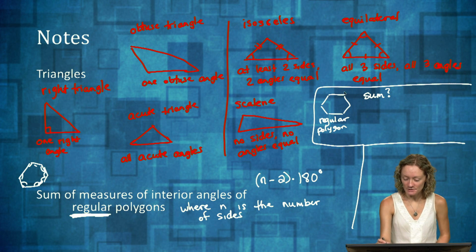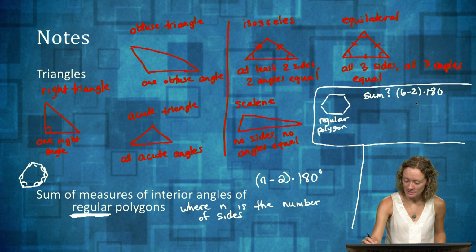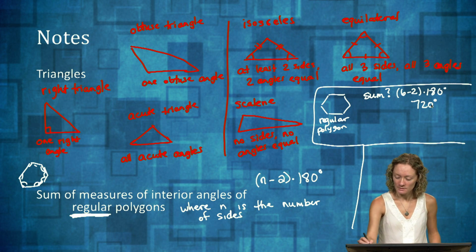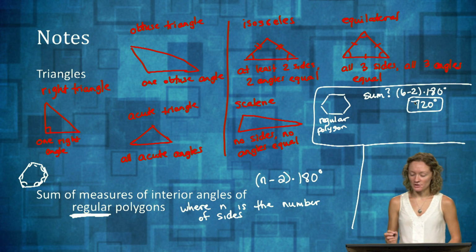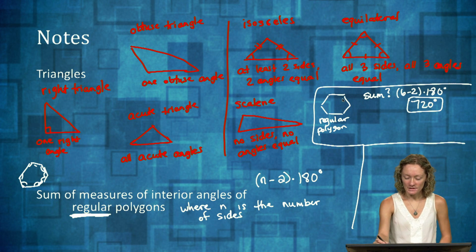How many sides does this figure have? 1, 2, 3, 4, 5, 6. 6 minus 2 times 180. Looks like we get 720. This would give us the sum of the measures of the interior angles. So all of these angles added up together would be 720.